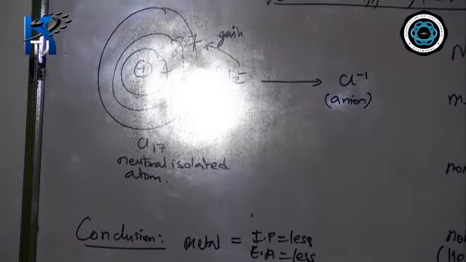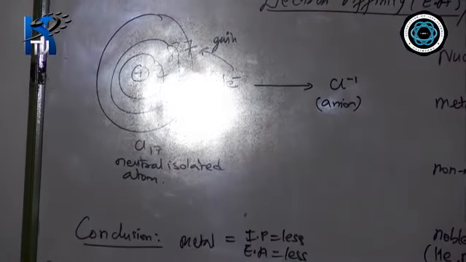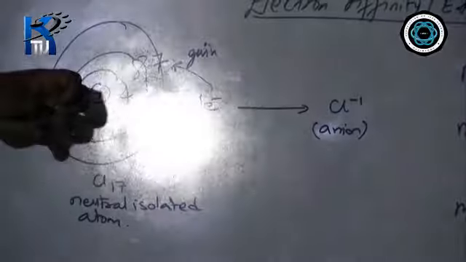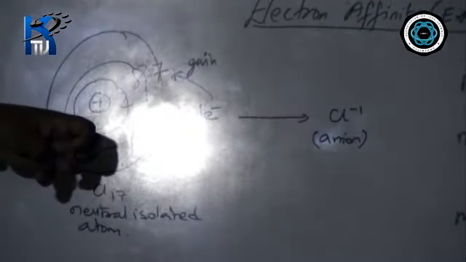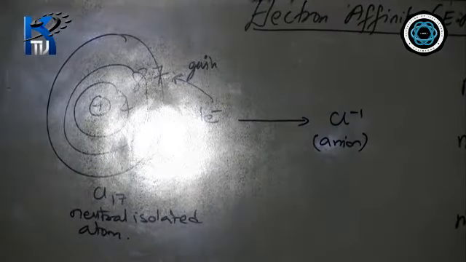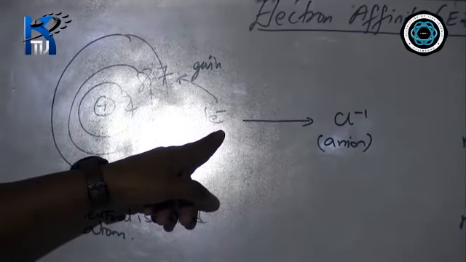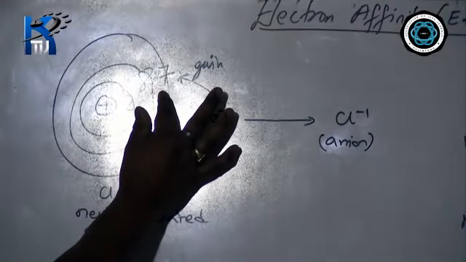But who will gain the electron? Chlorine will gain the electron, or will the nucleus try to do so? Answer is nucleus. So the nucleus will try to pull one more electron towards the outermost shell, so that chlorine becomes octet. But as it tries to attract an electron, the already present 17 electrons will try to repel it.